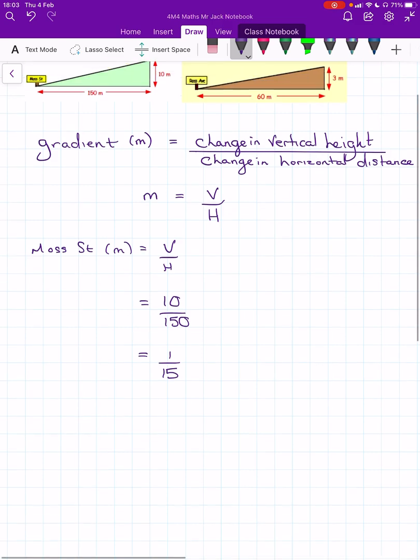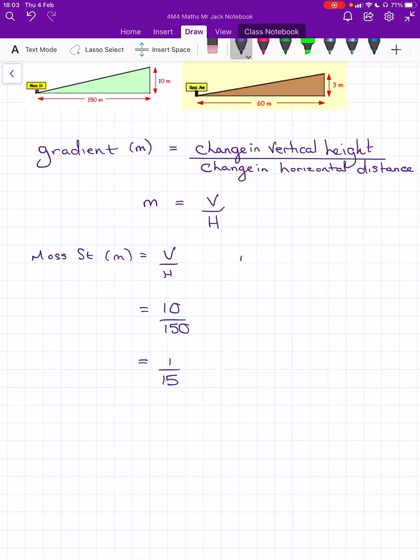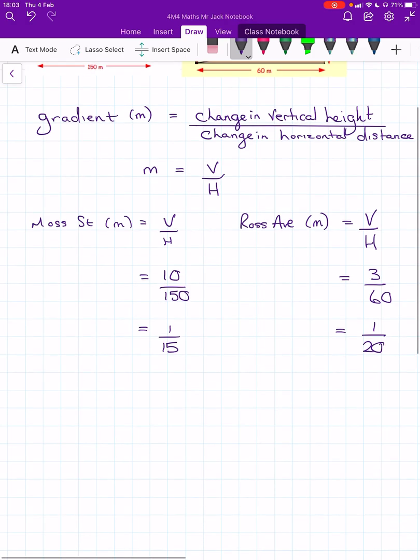Okay, the other street there, it looks like Ross Avenue, so we're going to call that Ross Avenue. Let's calculate the gradient of Ross Avenue. Again, I write M equals V over H. That is 3 over 60. I hope you can see where I'm getting those numbers from, the vertical height and the horizontal distance from that hill. 3 over 60 simplifies. If we take out a common factor of 3, we get 1 over 20. Okay, so that's the gradients calculated. That's perfectly valid. I could stop the question there.